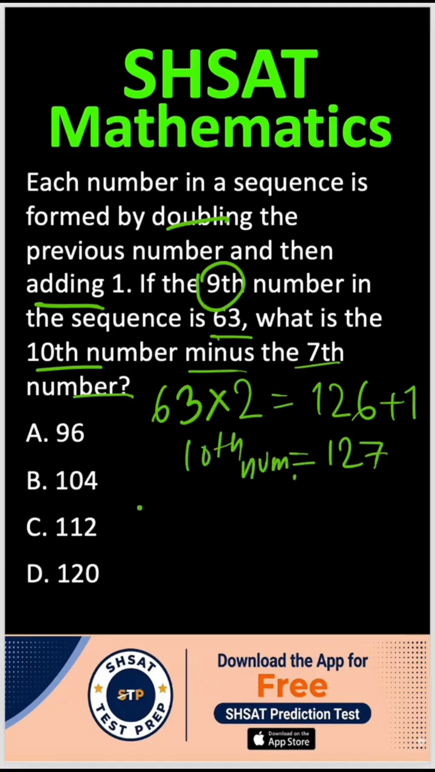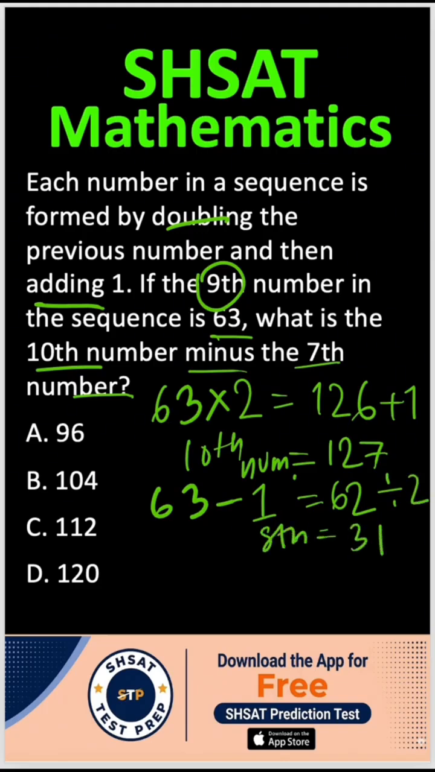Next, we need to find the 8th number and then we can find the 7th number. So the 8th number will be 63 minus 1, as we always add 1. So in order to go back, we need to subtract 1. So 63 minus 1 gives us 62. And 62 divided by 2 gives us 31, which is the 8th number.